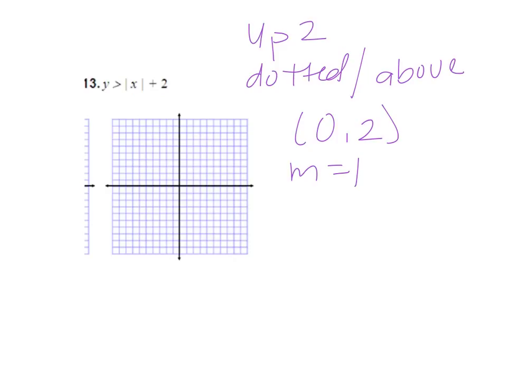So this plus 2 on the outside of the equation moves it up 2. It's going to be dotted because there's no line. And since y is greater than, it's going to be above. So my vertex would be 0, 2 because it doesn't move left or right at all. And again, since there's no number out in front, my slope is 1. So if I go 0, up 2, it's going to be dotted. So I can make my v and then make the other ones dotted lines.